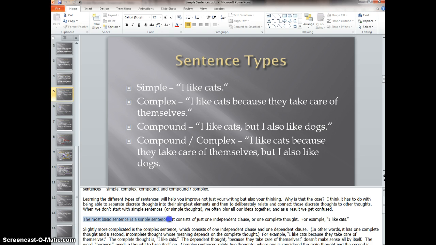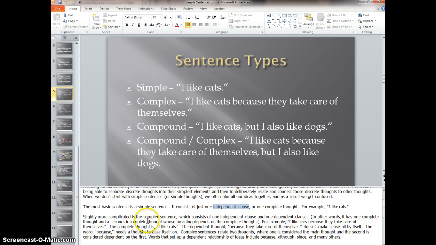The most basic sentence is the simple sentence. It consists of just one independent clause or one complete thought. For example, I like cats. Slightly more complicated is the complex sentence, which consists of one independent clause and one dependent clause. In other words, it has one complete thought and a second incomplete thought whose meaning depends on the complete one. For example, I like cats because they take care of themselves. The complete thought is, I like cats. The dependent thought, because they take care of themselves, doesn't make sense all by itself. The word because needs a thought to base itself on.